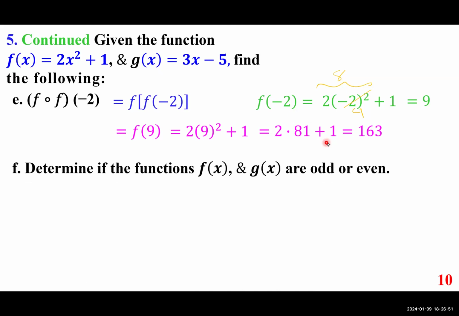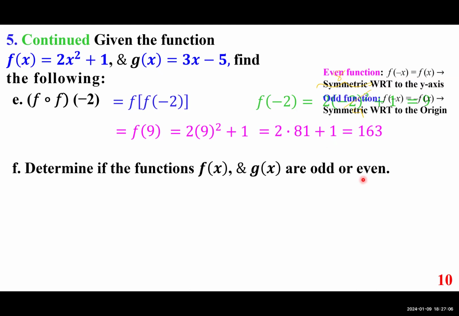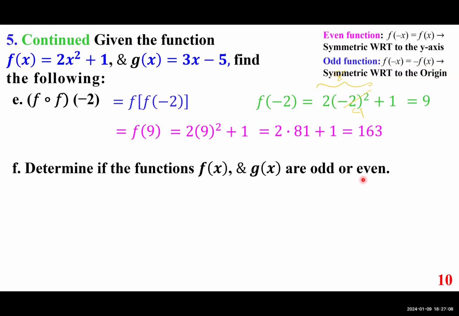Determine if the functions f of x and g of x are odd or even. So what was the definition of an even function? F of minus x is f of x. Odd function, f of minus x is minus f of x. So I remind you, an even function, f of minus x is f of x, that means symmetric with respect to the y-axis. Odd function, f of minus x is minus f of x, that means symmetric with respect to the origin.